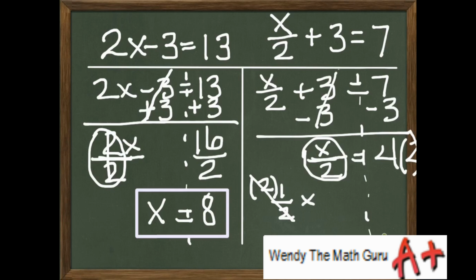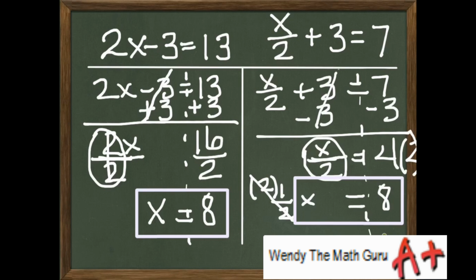So 4 times 2 is 8, and now we have our x by itself, and we've solved this, and we can see that x is equal to 8. So both of these situations gave us the same answer. The equations look very different.